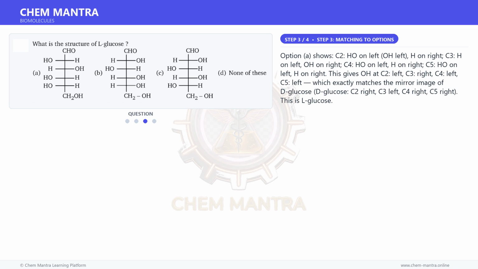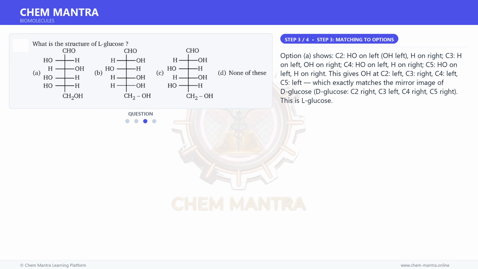Moving on to the next step. Option A shows C2, OH on left, H on right; C3, H on left, OH on right; C4, OH on left, H on right; C5, OH on left, H on right. This gives OH at C2 left, C3 right, C4 left, C5 left, which exactly matches the mirror image of D-glucose, which has C2 right, C3 left, C4 right, C5 right.